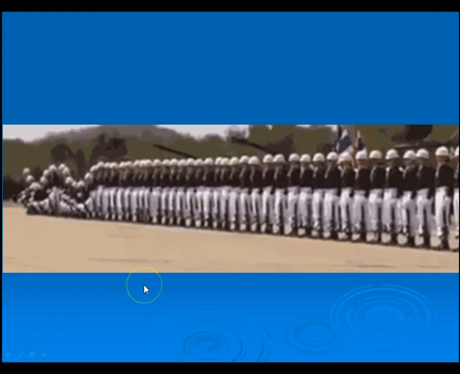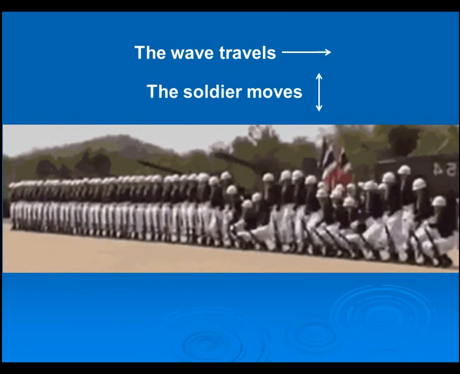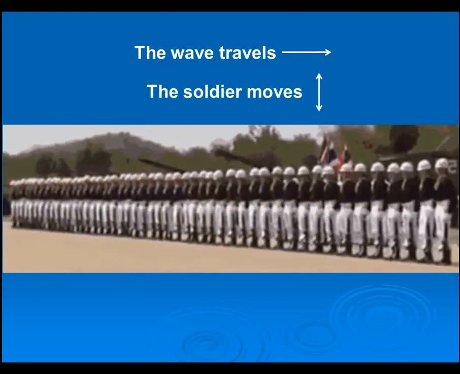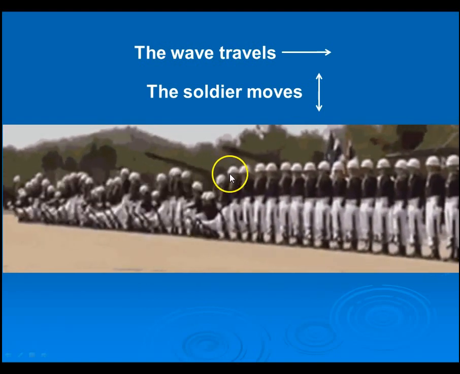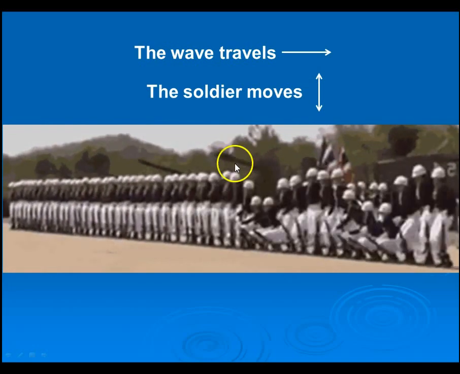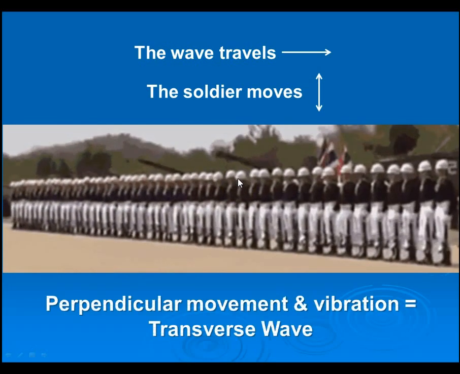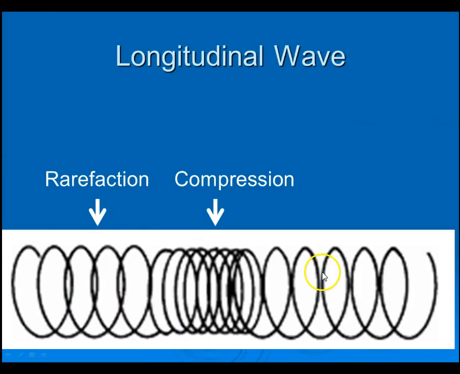Here's another great example that I saw. All these soldiers, it looks like they're dancing, but you have to think of it as the wave is traveling to the right, and the soldier himself, if you looked at the individual motion, let's just pick on this guy, for example. Let's watch this guy. All he is doing is moving up and down. The wave moved left and right, but he himself is just going up and down. When it's perpendicular movement and vibration, that's called a transverse wave.